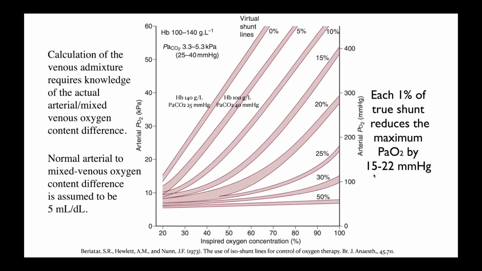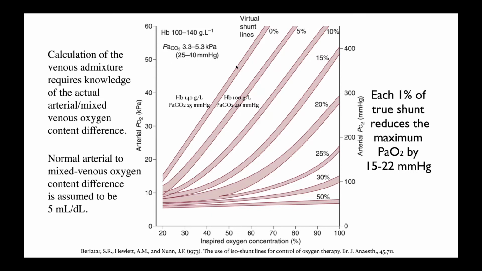oxygen by approximately 15 to 22 millimeters of mercury. So for every 1% of shunt that you get, despite you increasing the fraction of inspired oxygen, the maximum PaO2 that you can achieve is reduced by 15 to 22 millimeters of mercury.